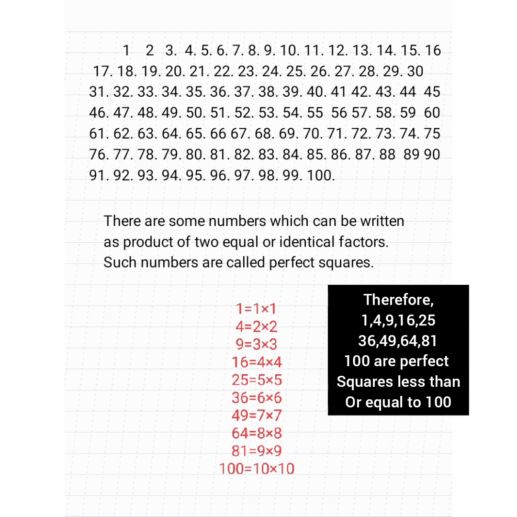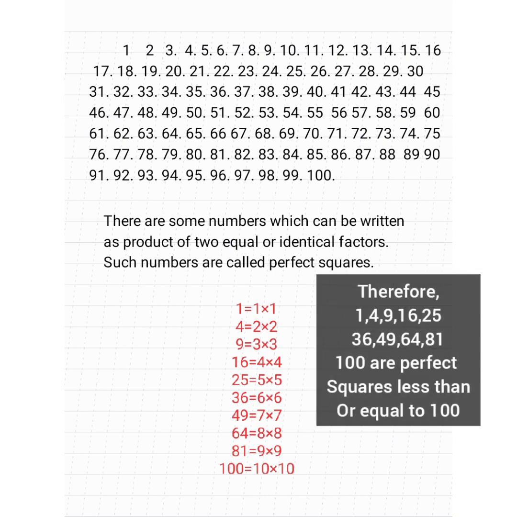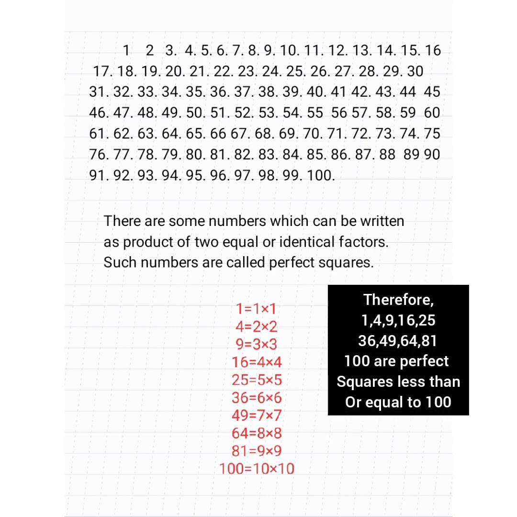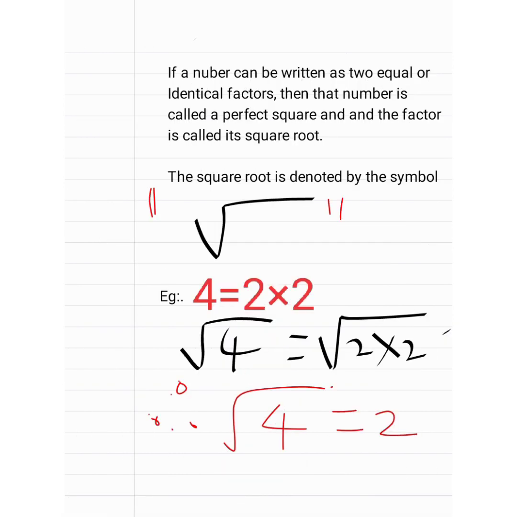For example, 1 can be written as 1 into 1, 4 can be written as 2 into 2, 9 is equal to 3 into 3, 16 is 4 into 4, 25 is 5 into 5, 36 is 6 into 6, 49 is 7 into 7, 64 is 8 into 8, 81 is 9 into 9 and 100 can be written as 10 into 10. Therefore, there are some numbers which can be written as a product of two equal or identical factors. Such numbers are called perfect squares.